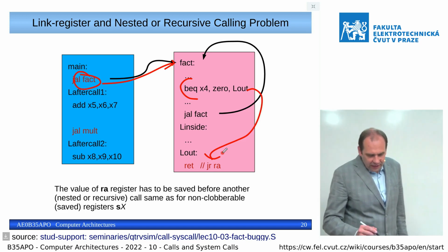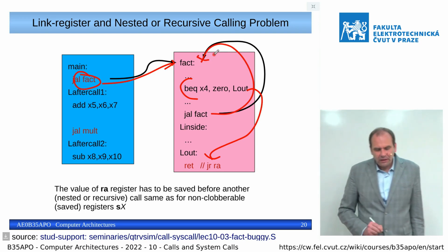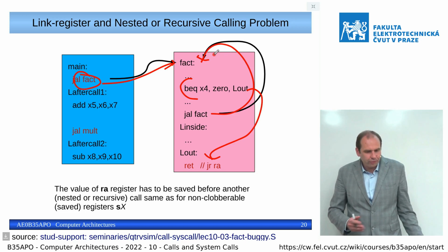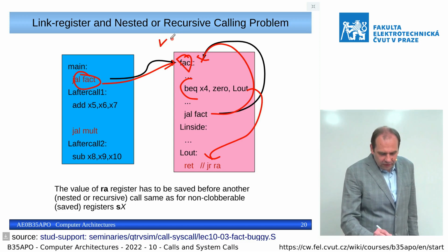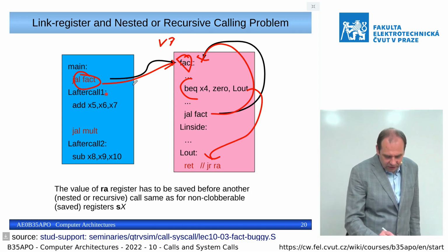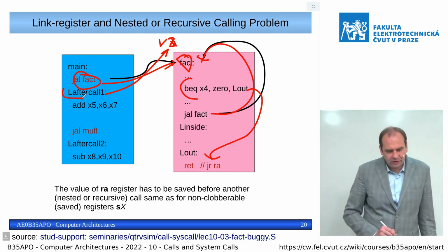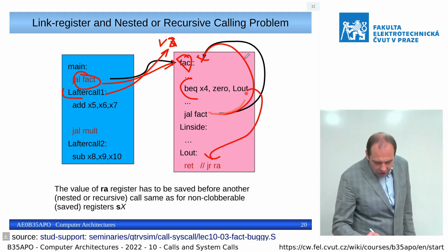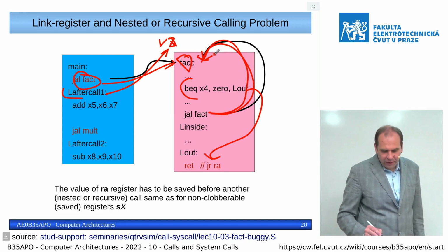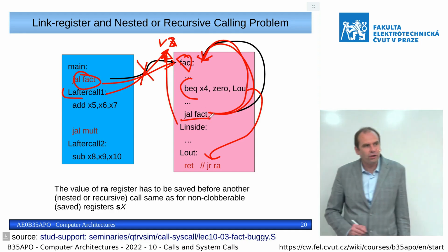In the other case, it calls the factorial again with a modified input argument. And what happens here? When we first call the factorial, the return address register has been set to the value pointing after the calling of the factorial function. But when we call the factorial again from the factorial, the return address is set to this address after the recursive call of the factorial.